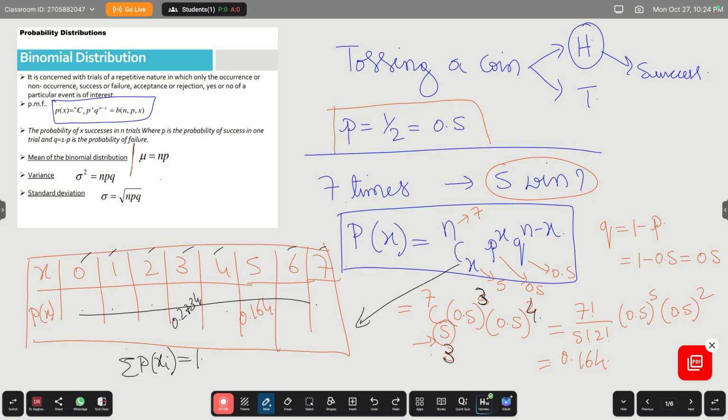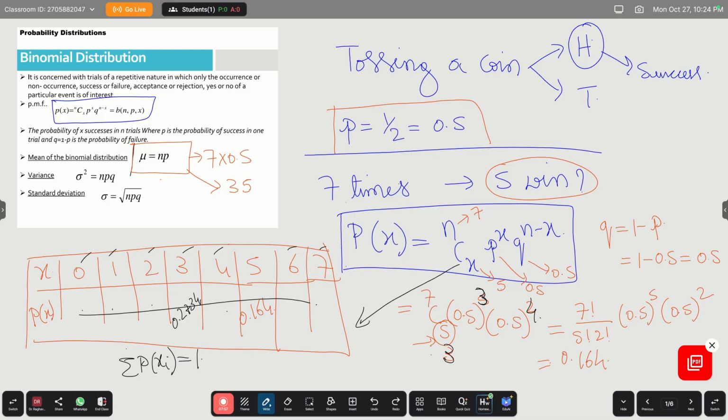To calculate the mean, you don't have to use the general formula we discussed in our last topic. The mean of binomial distribution will always be equal to n into p. I have given that in this slide. Mean formula is n into p. In this example, our n value is 7 and p value is 0.5. So the mean of this binomial distribution will be 3.5.